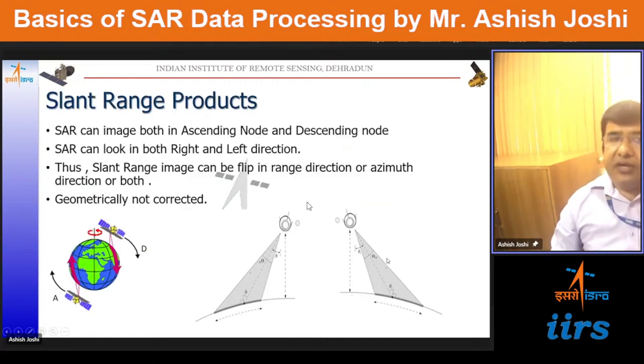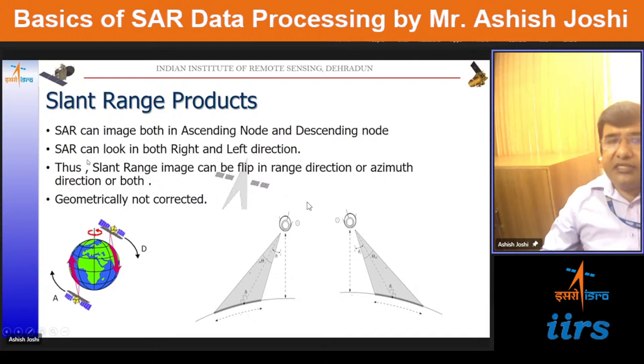Okay. So what is the slant range product? Actually, SAR can image in both ascending node and descending node. SAR can look in both the right and left direction because SAR is an active sensor. Most of the optical imaging in India is in the descending mode, but SAR has no botheration of the sun, so it can image at night also. So in both passes we can have data, in the descending mode and in the ascending node also, and it can look in the right direction and in the left direction also.